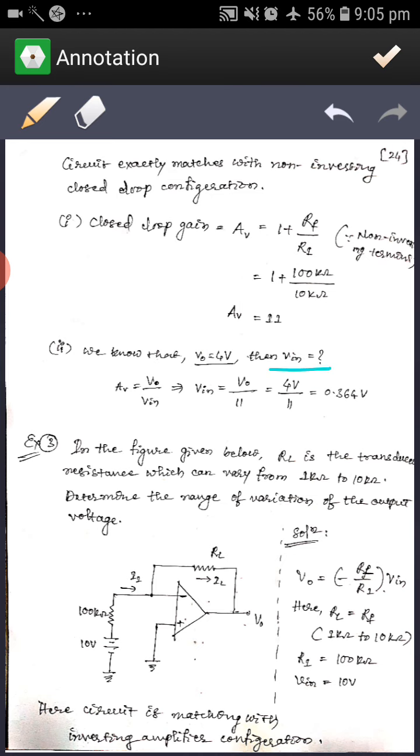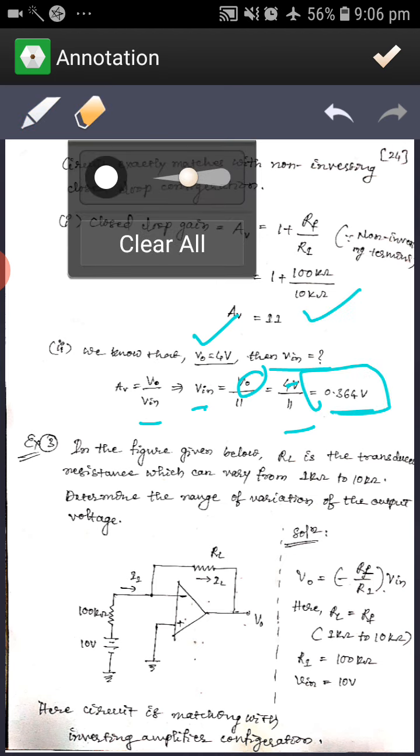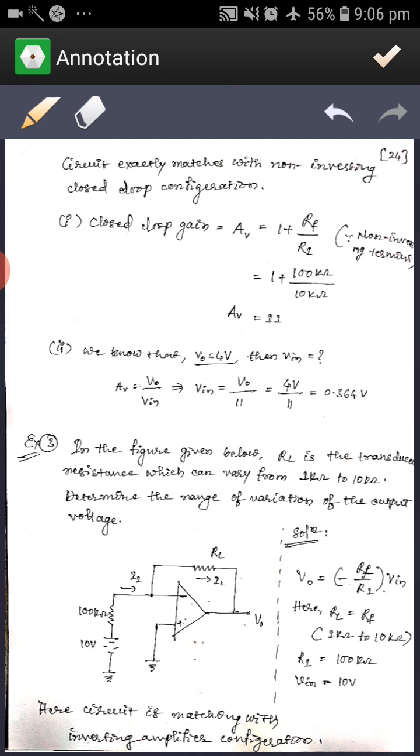So calculate the input voltage if the voltage output is 4 volts. We know that Av is equal to V naught by Vin, so we need to calculate Vin. V naught is 4 and the gain we have calculated as 11. So the input must be 0.364 volts.